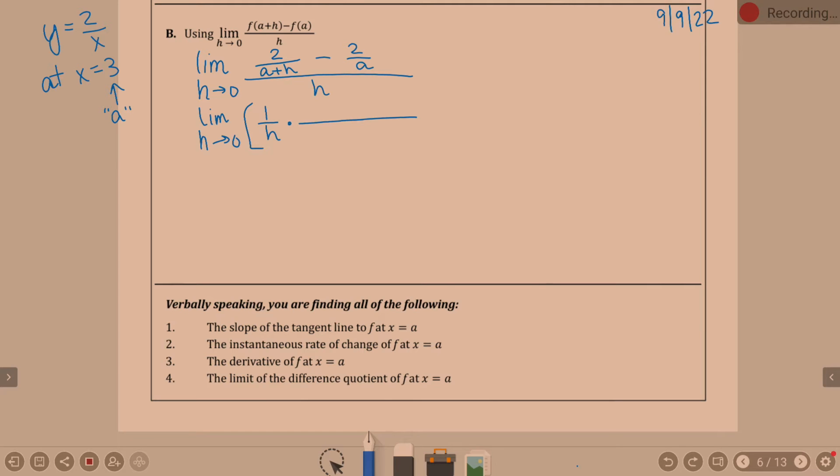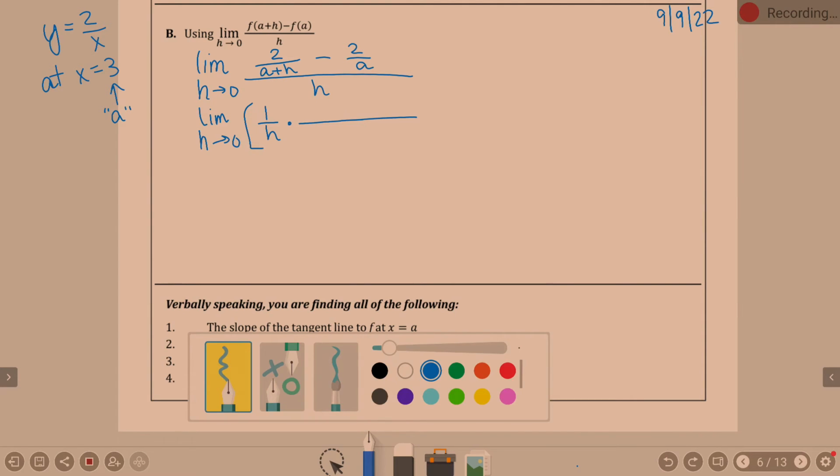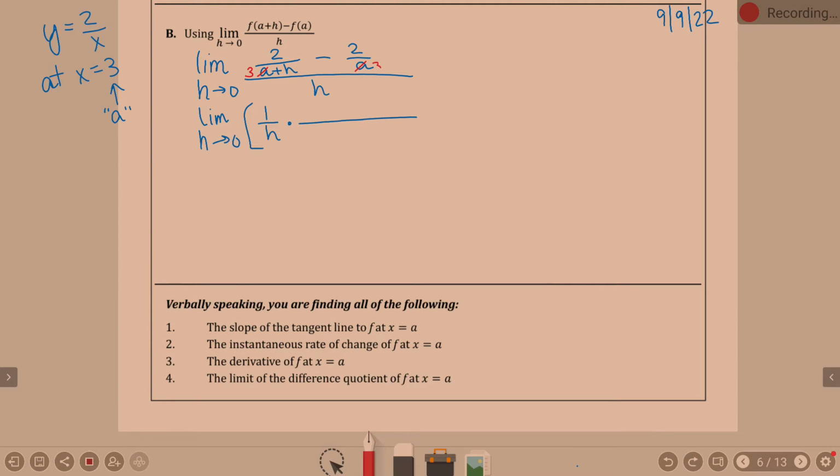So with that in mind, let's see. Can I get these a's changed out? Probably not easily. Yep, I'm going to have to. So these a's are going to be 3's, right? Okay, sorry guys. Now, 2 over 3 plus h minus 2 over 3.